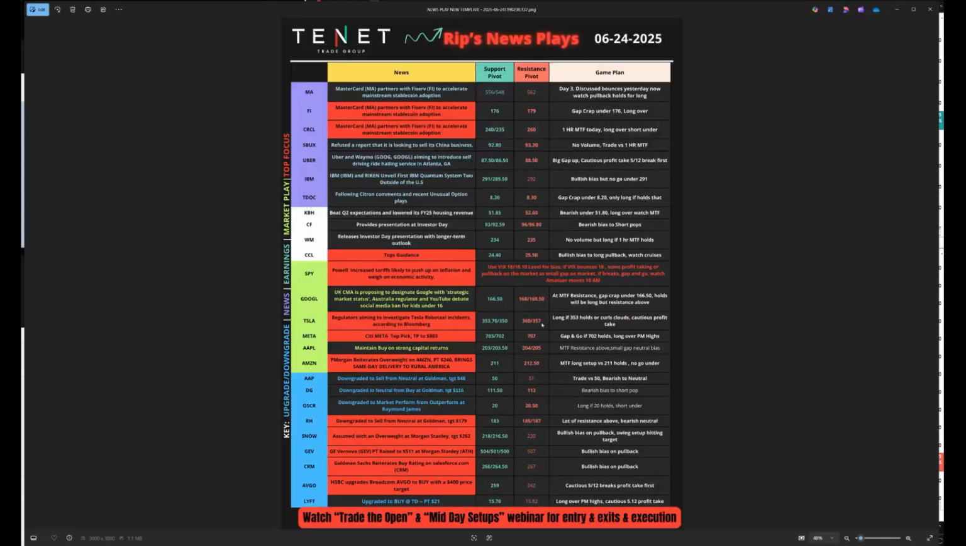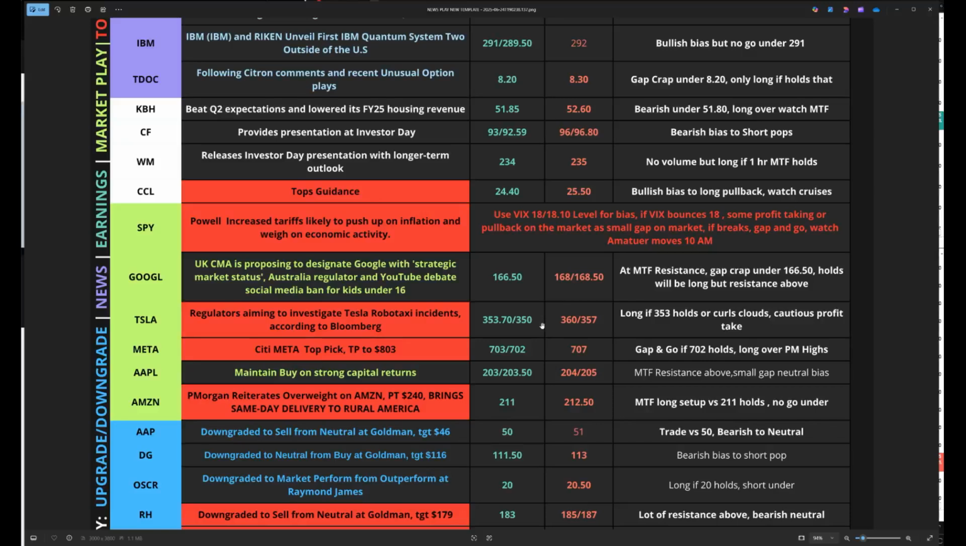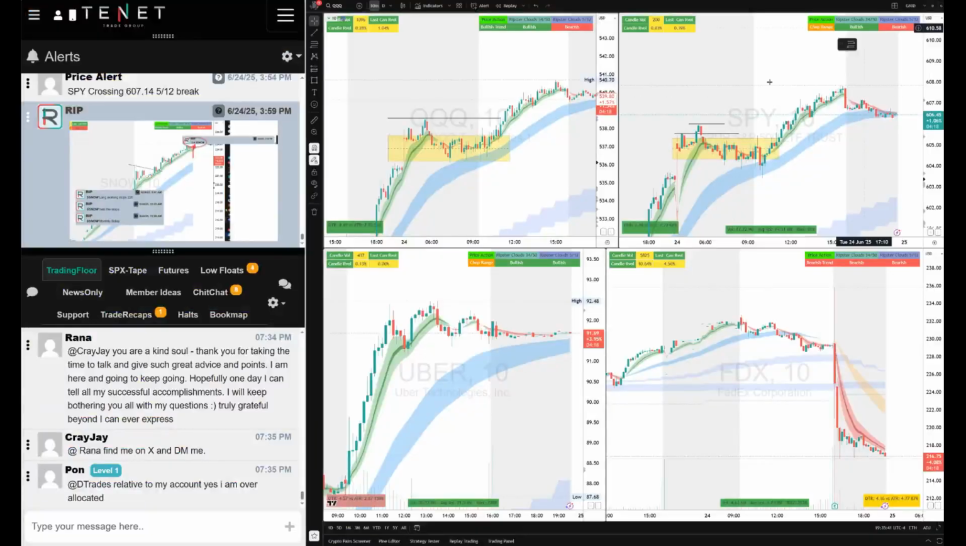Our plan on pre-market on SPY QQQ was simple. Use VIX 18 levels for bias. If VIX bounces at 18, there will be some profit taking. If VIX breaks 18, then we will gap and go. Watch the amateur move and the 10 a.m. move. So the 10 a.m. move was very important today because the move really came after 10 a.m.